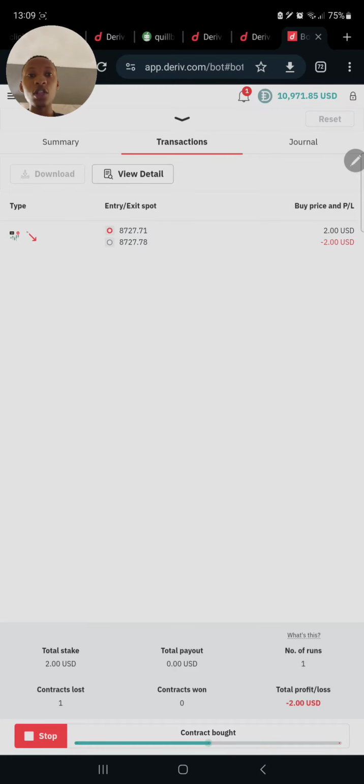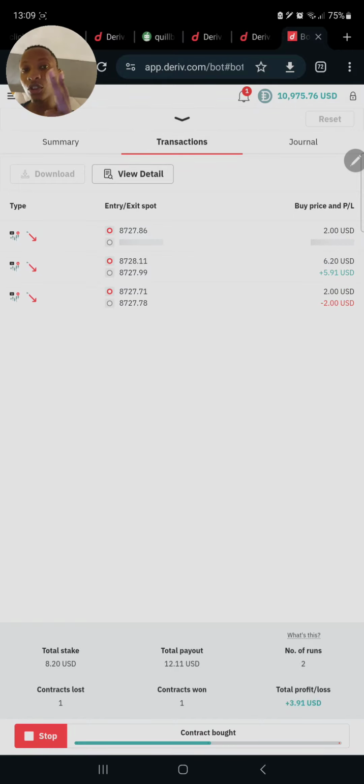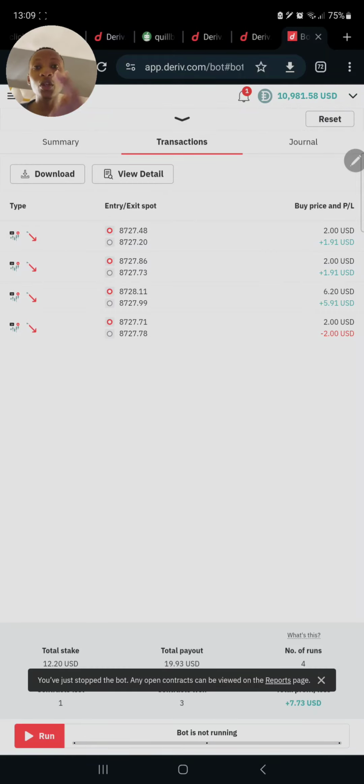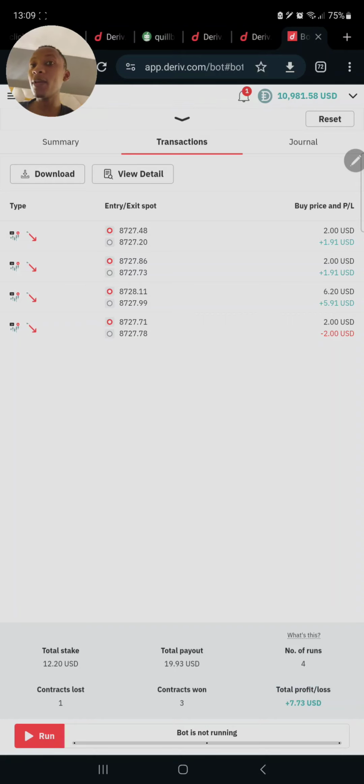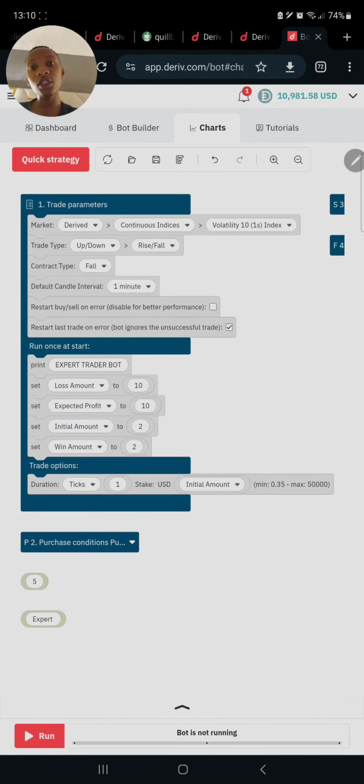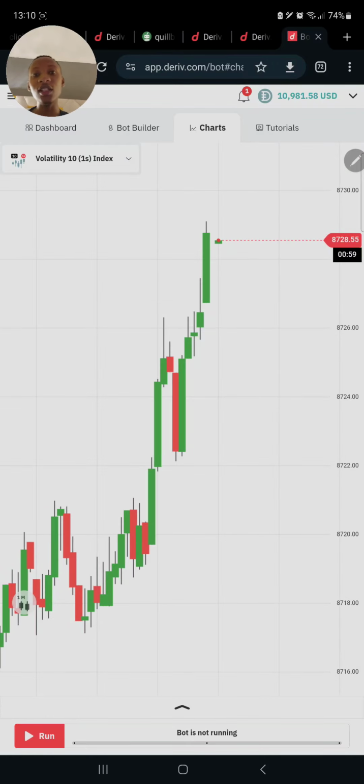Something else, whenever you start your robot, you give it 3 chances, a ratio of 3. It either wins 3 times or loses 3 times. Don't let it go more than that. For example, I've gotten my 3 wins and I've stopped the robot immediately. When you get your 3 wins, stop the robot. When you get your 3 losses, stop the robot immediately, manually, because you don't know what the new candlestick will be.